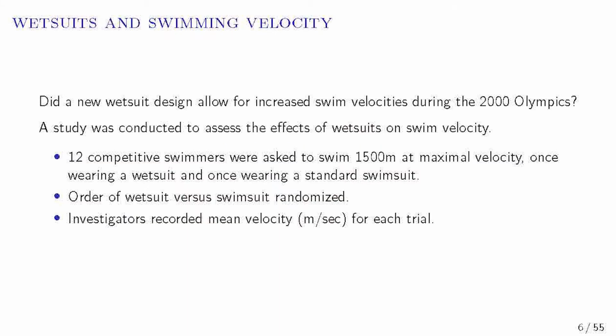Here's the question. Did a new wetsuit design allow for increased swim velocities during the 2000 Olympics? So a study was done to assess the effects of wetsuits on swim velocity. 12 competitive swimmers were asked to swim 1,500 meters at maximal velocity, once with and once without. The order of wetsuits was randomized, and investigators recorded mean velocity for each trial.